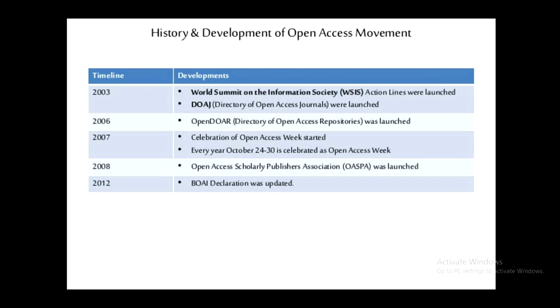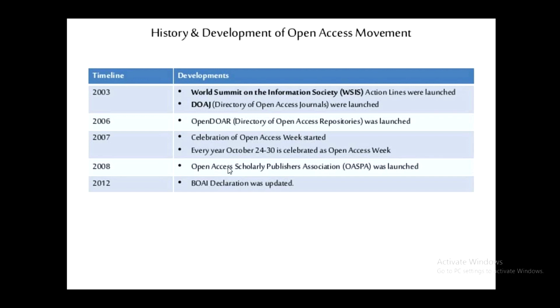In 2007, the celebration of Open Access Week started. Earlier it was not there. Every year, October 24 to 30, around 7 days, is celebrated as Open Access Week. Remember this, it might come in your NET examination. So when is the Open Access Week? October 24 to October 30.